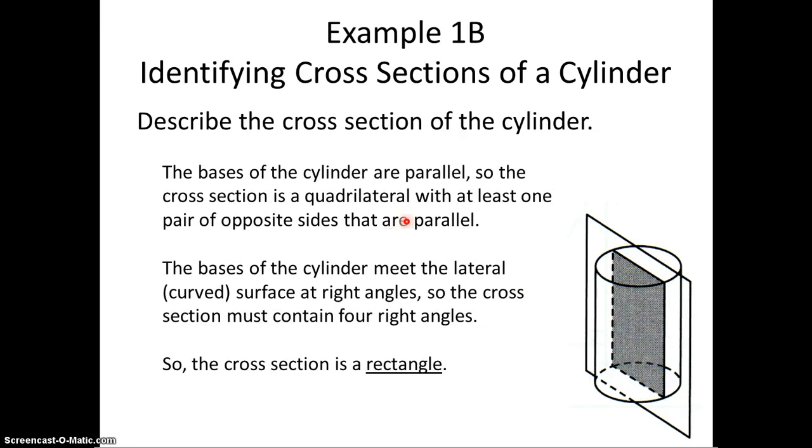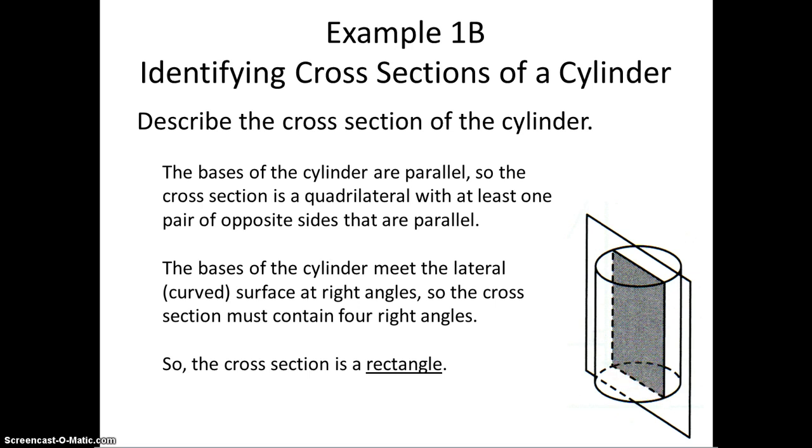In example 1b, we're going to describe the cross-section of this cylinder with our plane oriented differently than in example 1a. It's going to be oriented vertically like this. Since the bases of this cylinder are parallel, notice how the plane cuts this cylinder. If these two bases are parallel to each other, that means that this line segment formed here on the base must be parallel to this line segment formed here on the other base.